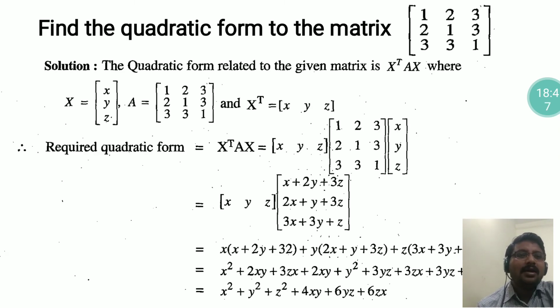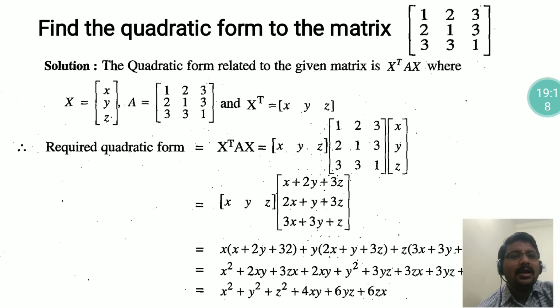Find the quadratic form of the matrix. So here we have to obtain the quadratic form for the given 3 by 3 square matrix. The quadratic form is X transpose AX. So the required quadratic form is obtained by multiplying these three matrices. What is capital X here? Column matrix x1, x, y, z, and X transpose is obtained by interchanging column to row. So we will get X transpose.